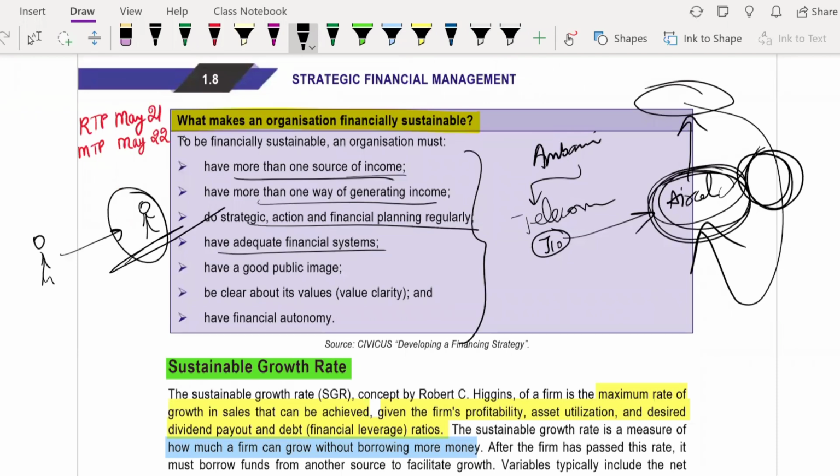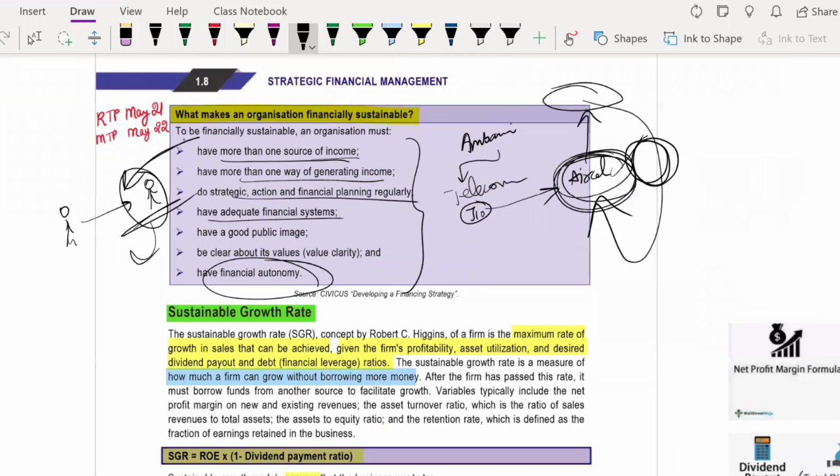Then he must also be very clear about his values. Suppose you have a value that he should not smoke or drink, he should also be very clear on that value, whether he will drink or smoke or not. And he should have financial autonomy, so that he does not have a lot of debt on his head, and tomorrow you go with him and suffer along with him. That should not happen. So this is how you can remember this answer: what makes an organization financially sustainable?